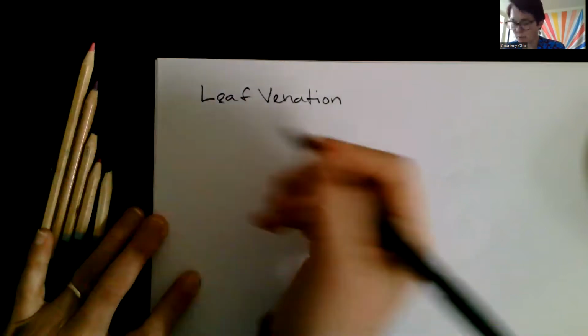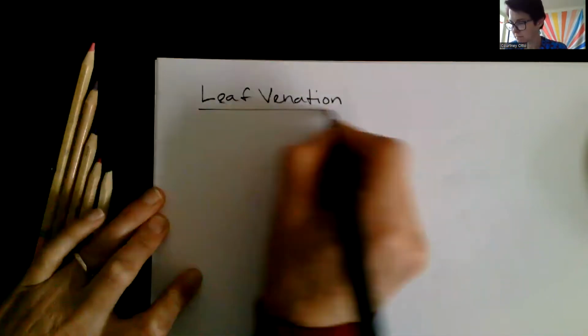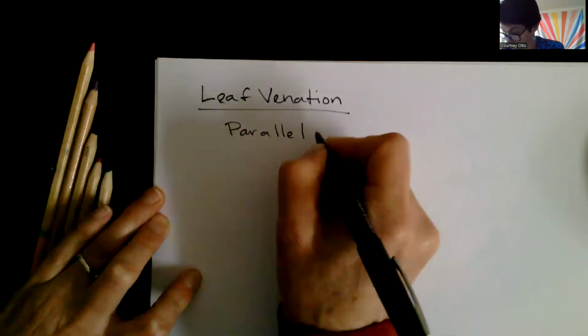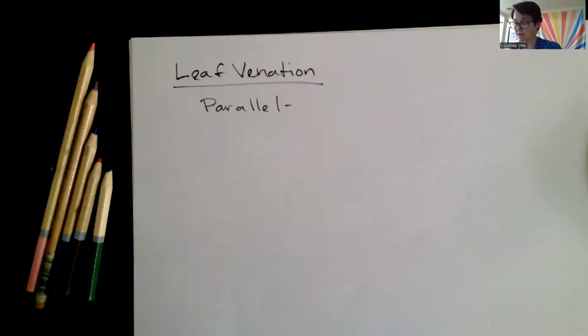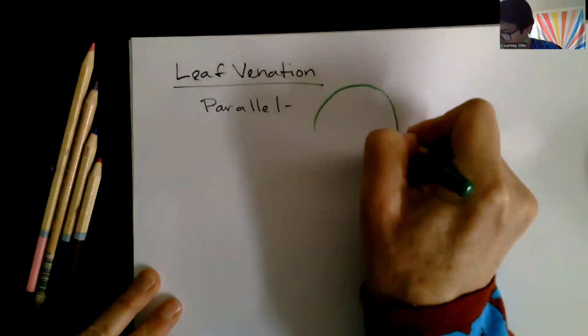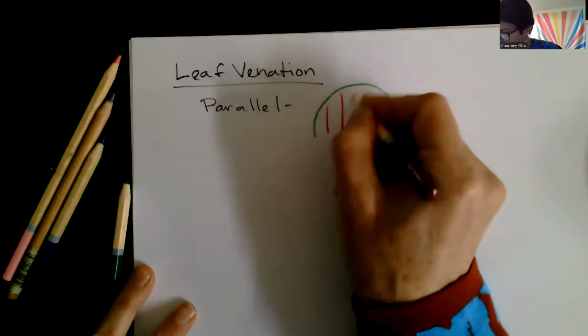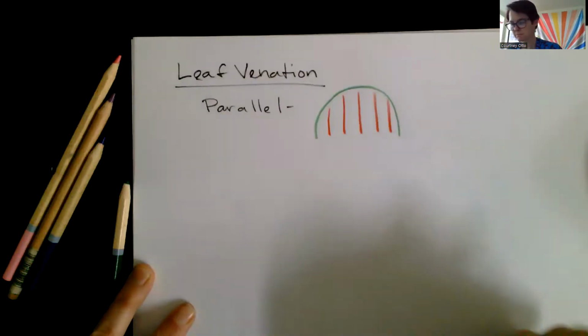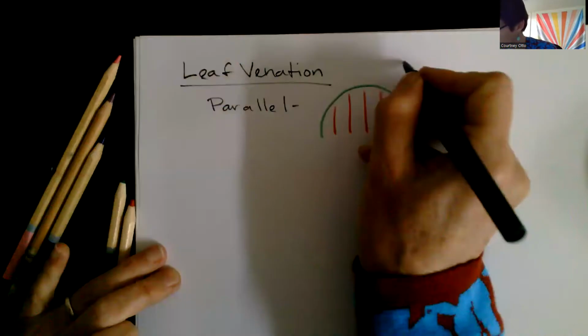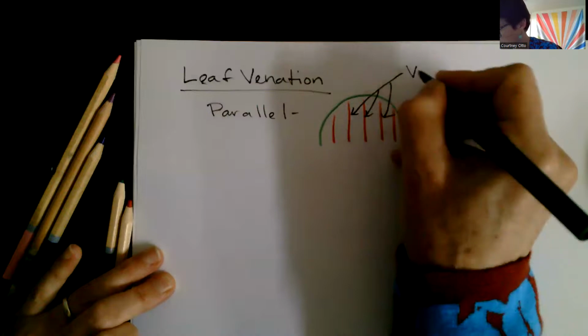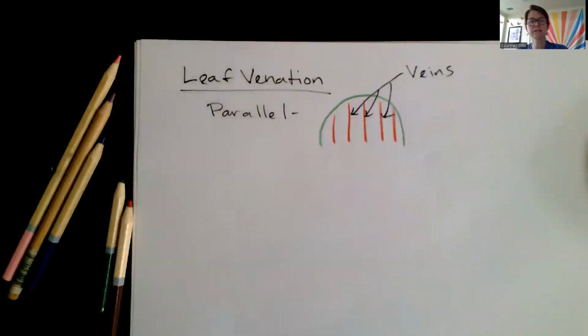Now, some leaves are going to have what we call parallel venation. And in parallel venation, the veins are parallel, right? They're forming parallel lines. If I draw just a section of leaf, the veins are going to form parallel lines running through the blade. Each one of those in red just represent a separate vein. Right, those are all my veins. They're forming parallel venation in a leaf like this.